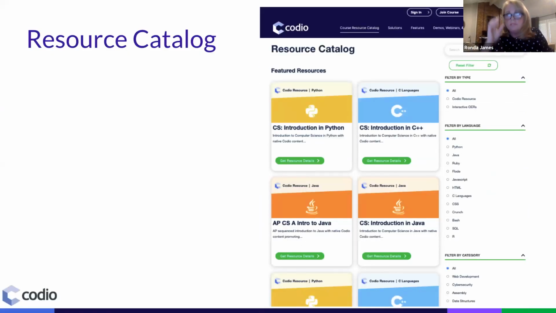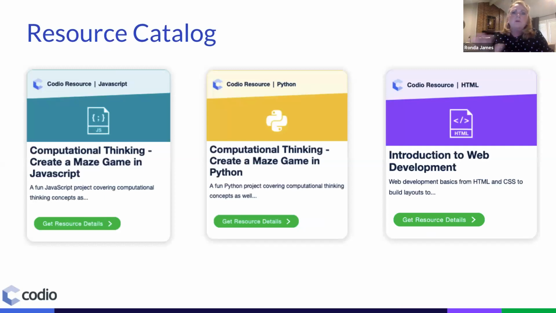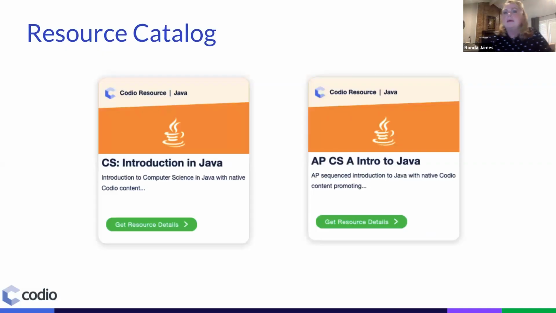All right, so our resource catalog, this is what it looks like. We're going to go in here live. For K-12 specific, we offer introductory content. Here are a few of them that we have. I'm going to show you how to add those. We also have our Intro to Java course, as well as the AP CSA Intro to Java. And that's Codio's open source AP sequenced content. So similar pacing as AP, we're at College Board AP. And so if you're using that, it's something that you'd be very familiar with.